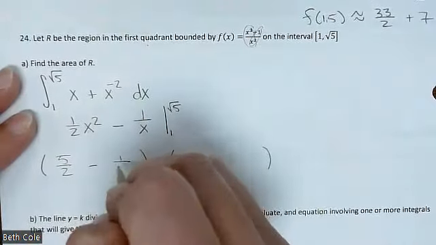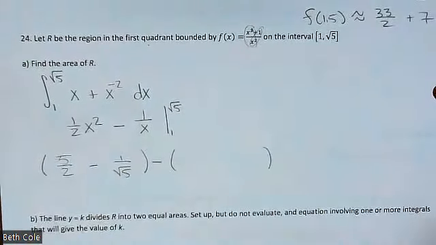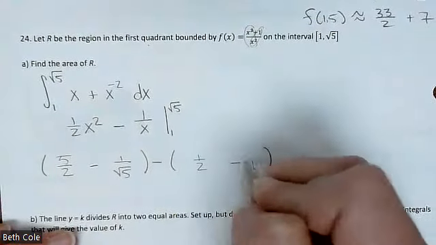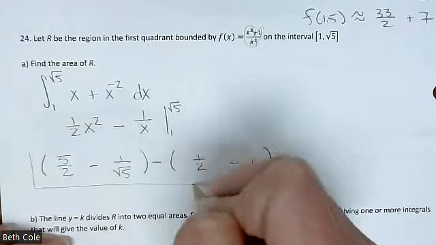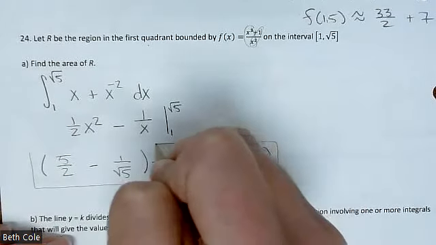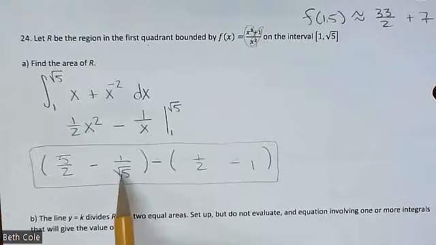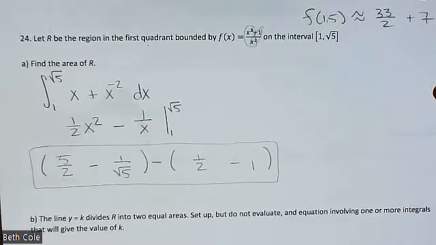Minus 1 over square root of 5. And then we're going to plug in 1, which would give you 1/2 minus 1. And again, you can stop there. You don't have to simplify it down. In fact, please don't, because I'll have to set aside my answer key and figure out what it actually is supposed to be. And there's no point because you have a square root of 5 in there anyway. So just leave it alone.